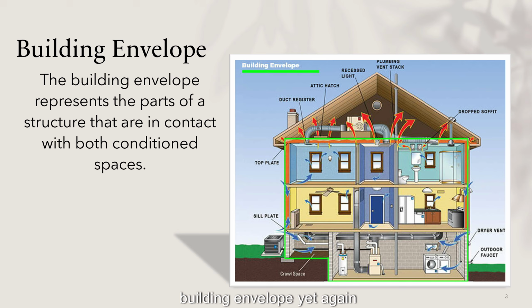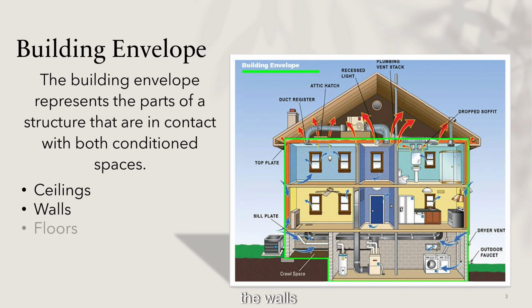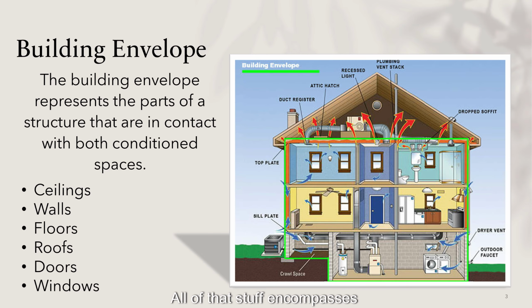Building envelope, yet again, encompasses the green. There may be some times where, with the building envelope, you'll have a basement, and the basement just isn't part of that. There is no conditioned space. So you have to be careful when we start talking about conditioned or unconditioned spaces. Those are probably the terms that you're going to hear most: conditioned versus unconditioned. So when we talk about the building envelope, we do have different parts that make up everything. That's the ceilings, the walls, the floors, the roofs, doors, and windows. All of that stuff encompasses the framework of the building envelope.